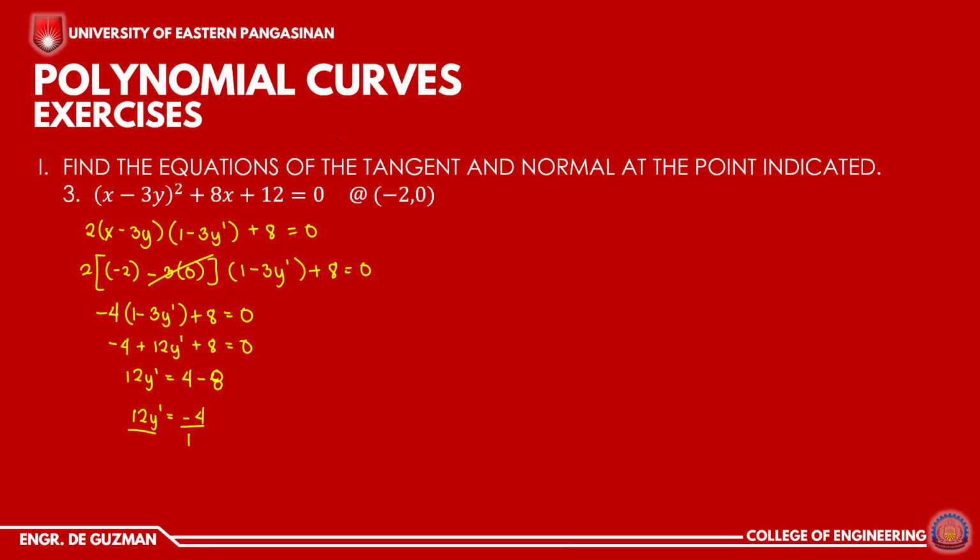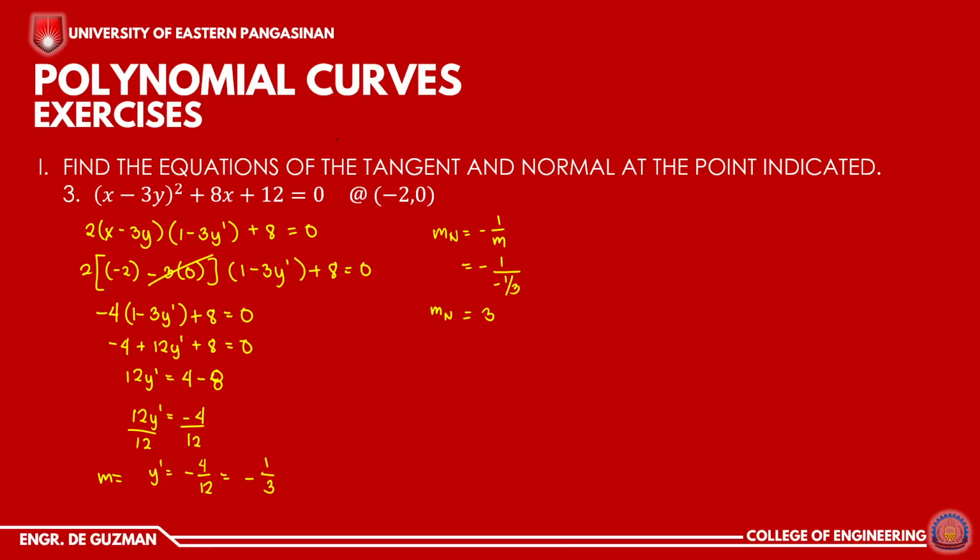So, divide both sides by 12. So, y prime natin is negative 4 over 12 or kapag sinimplify, negative 1/3. Since meron na tayong m, pwede na nating hanapin si mn. And ang mn natin is negative reciprocal ng slope of the tangent. So, negative 1 over negative 1/3. So, meron tayong mn na positive 3.